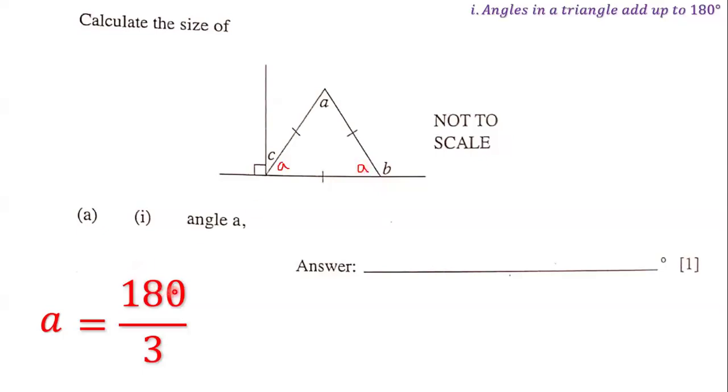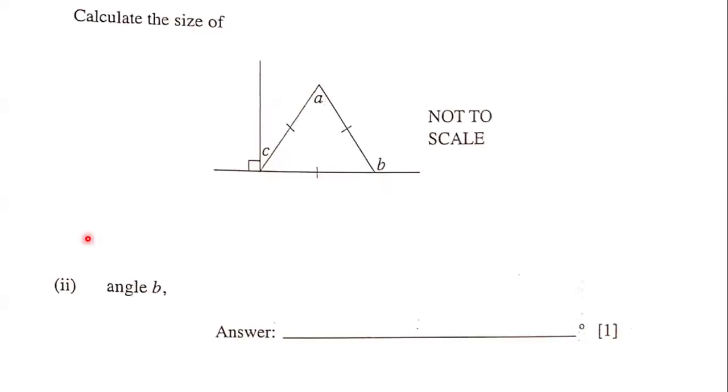Then we say 180 divided by 3. 180 divided by 3 is 60 degrees. And so that means that this angle right here is 60 degrees. This is 60 degrees right here. And this is also 60 degrees. So each angle in this triangle measures 60 degrees. And so that means the size of angle A is 60 degrees.